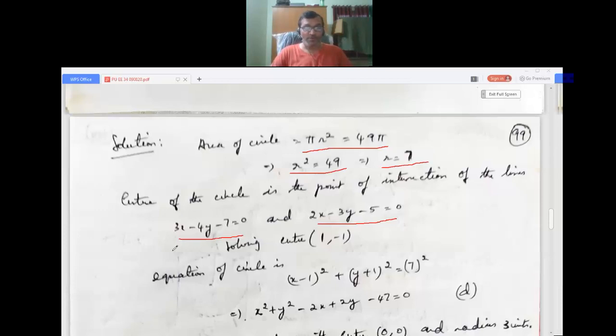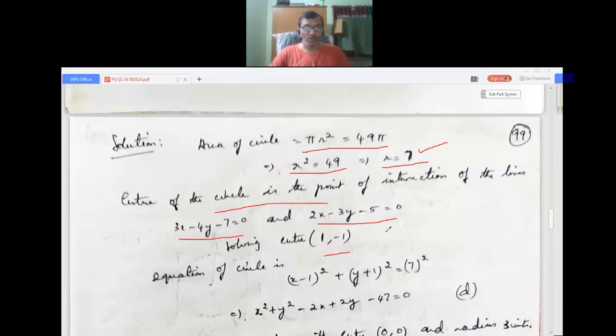3x minus 4y minus 7 equals 0 and 2x minus 3y minus 5 equals 0. So solving these two, when you solve the two diameters, you will get the center. So now you know the center, you know the radius. Okay. So equation of the circle is x minus h whole squared plus y minus k whole squared is equal to r squared.